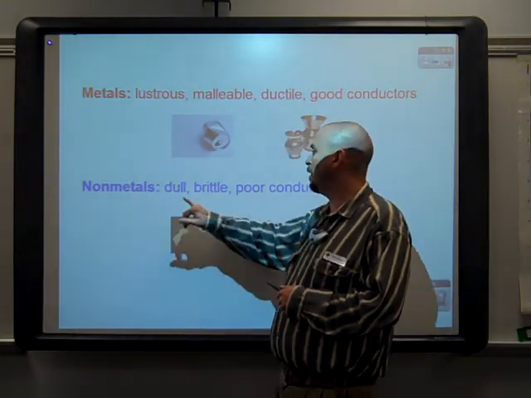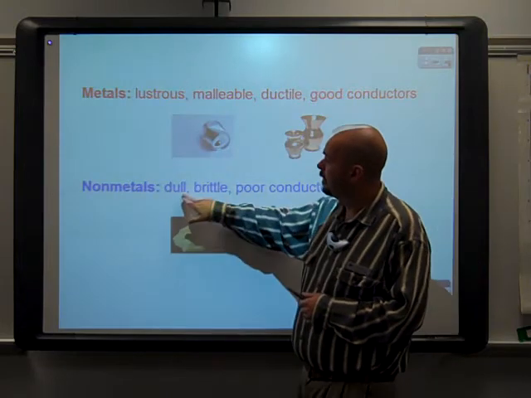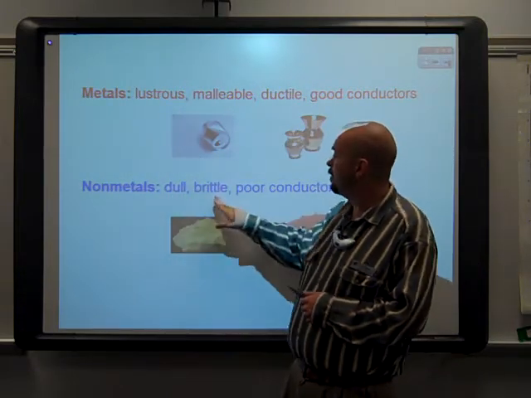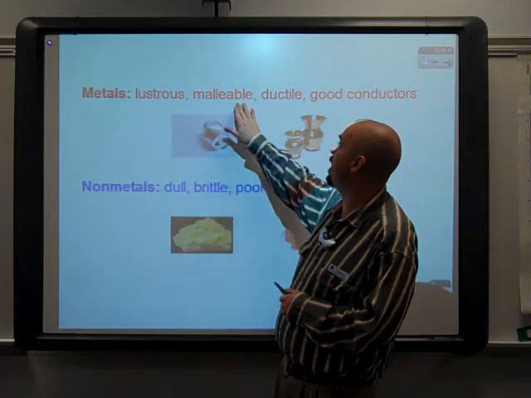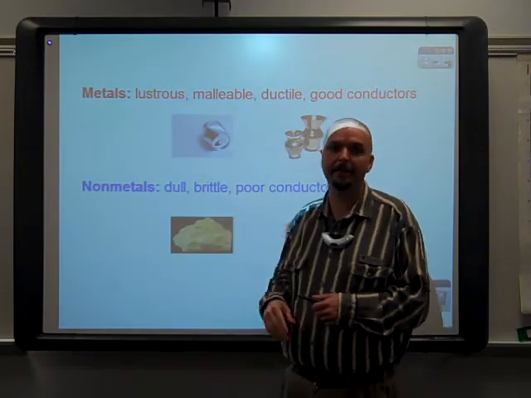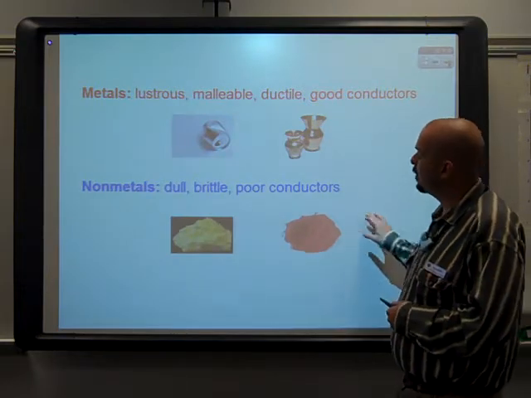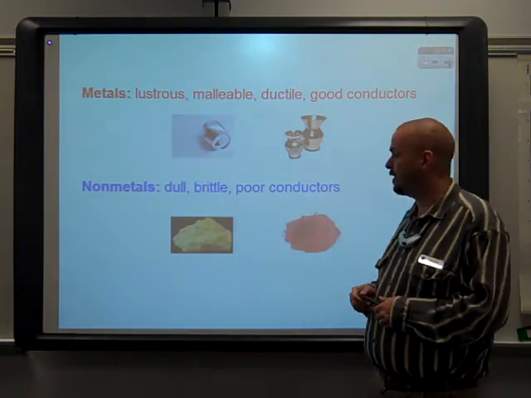Nonmetals. Dull, brittle, poor conductors. Dull being the opposite of lustrous. They're not shiny. Brittle being the opposite of malleable and ductile. Brittle means if you hit it, they crack, they break, they crumble into powders. They are poor conductors of heat and electricity.